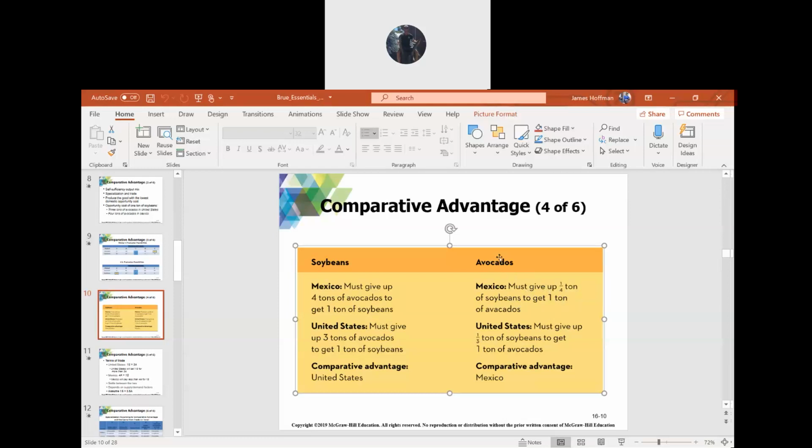So when we're looking at avocado production, Mexico gives up a 1/4 ton of soybeans to get a ton of avocados, and the U.S. gives up a 1/3 ton. So the idea here again is that whoever gives up less has a comparative advantage, and they should produce that. So Mexico gives up a little bit less, and they're going to specialize in avocado production.